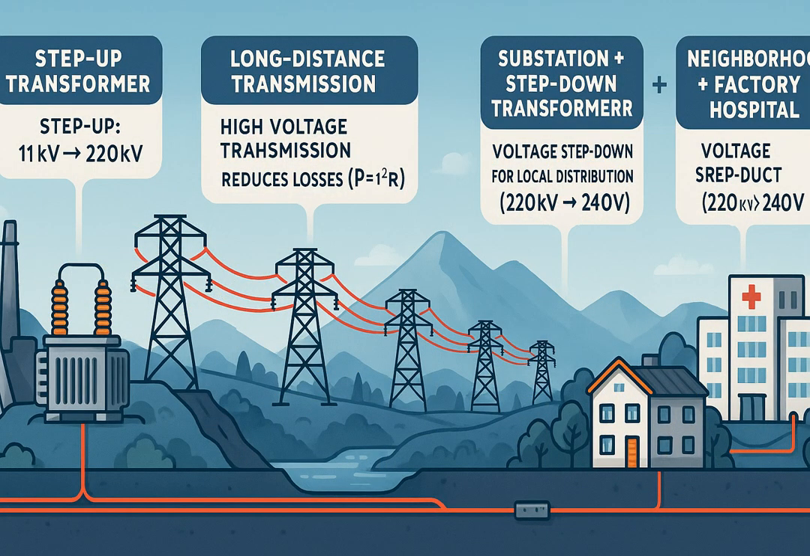Transformers play a critical role in electrical power transmission. Electricity from power plants is generated at low voltage, but to transmit it over long distances, we must increase the voltage using a step-up transformer. Why? Because power loss P equals I squared R increases with current. By stepping up the voltage, we can reduce current, thus minimizing resistive losses in transmission lines. Once the electricity reaches cities, step-down transformers reduce the voltage again to a safe level for homes and industries.